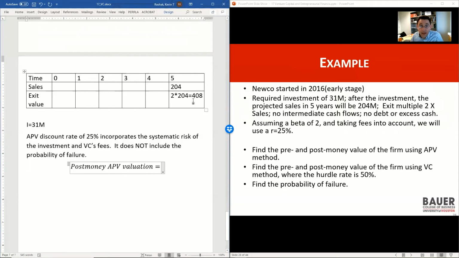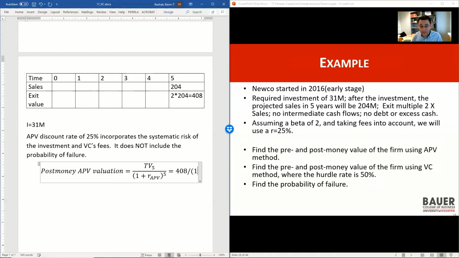For the VC, there's only one cash flow. There's only this 408 exit value. That occurs at time 5. And so we're going to discount that 5 times. We're going to discount it by a typical APV hurdle rate of 25%. So we have a 408 value at exit, and a 25% APV discount rate. That's going to give us a present value for the company of about 134.